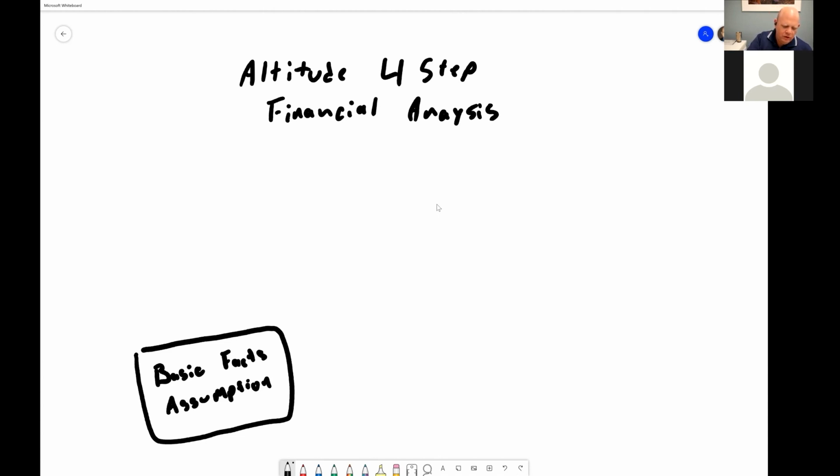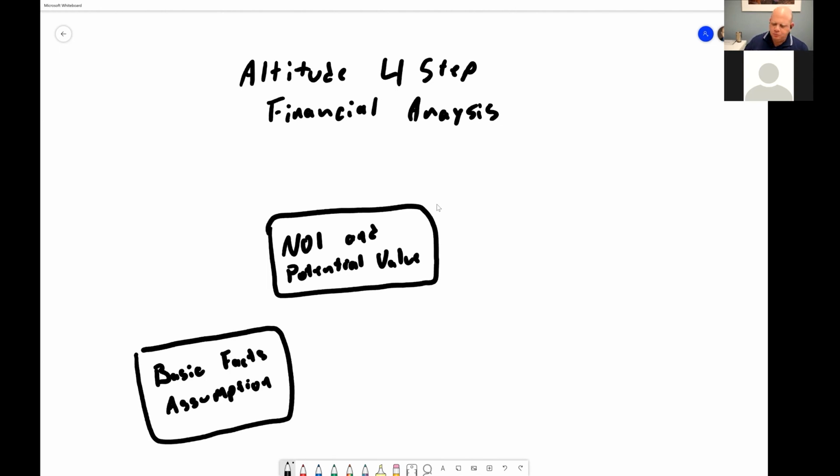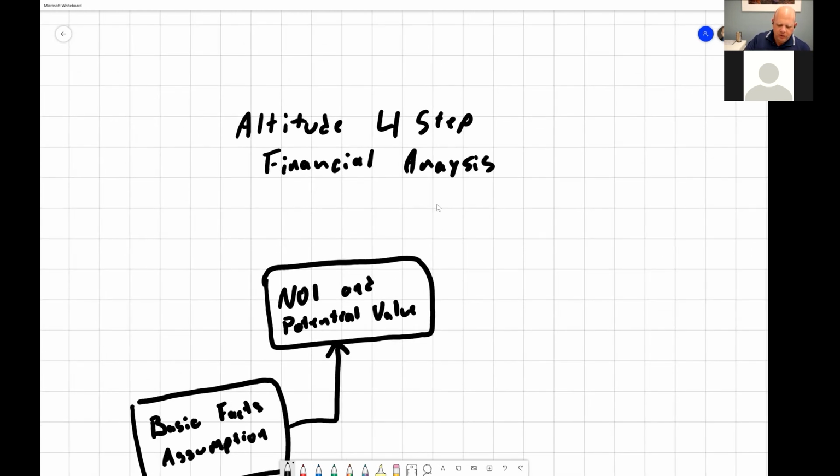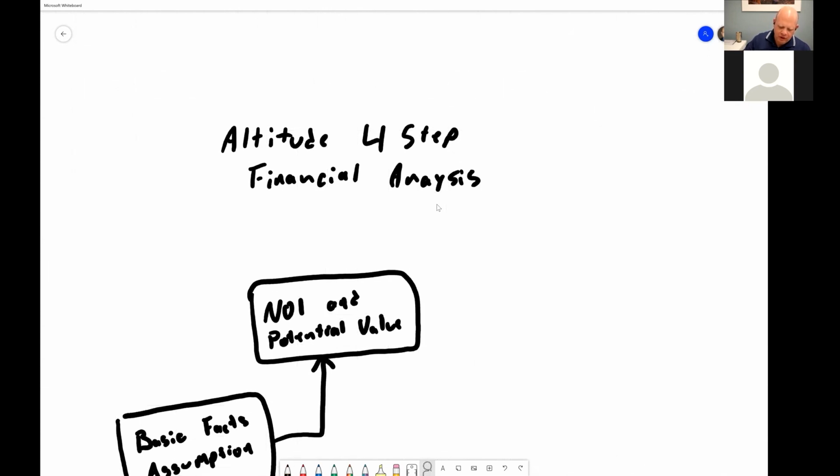So after we determine what our basic facts and assumptions are, we then figure out what our NOI is and our potential value. And I say potential value because there is a big assumption there in determining value. We're applying a market cap rate. This property hasn't been appraised. It's just what we think it would go for.